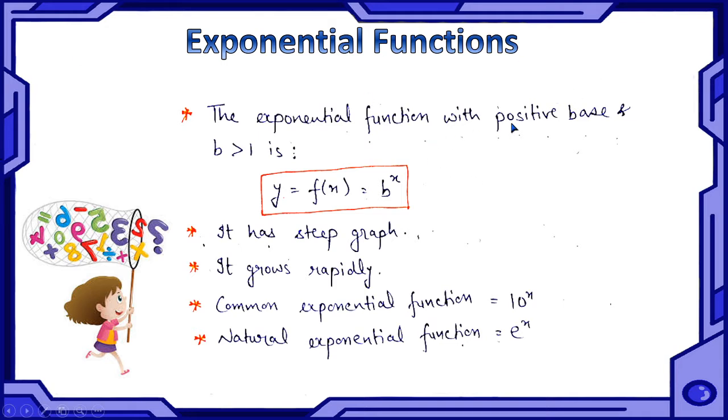Here we have to keep two things in our mind. One, we should have positive base, and another that base should be greater than 1. For example, y is equal to b raised to the power x. Here definitely b is greater than 1 and it is positive. Second important thing is it has steep graph, it grows rapidly. Then we have two types of exponential functions. One is common, other is natural. Common exponential function means base 10 and natural exponential function means base e.